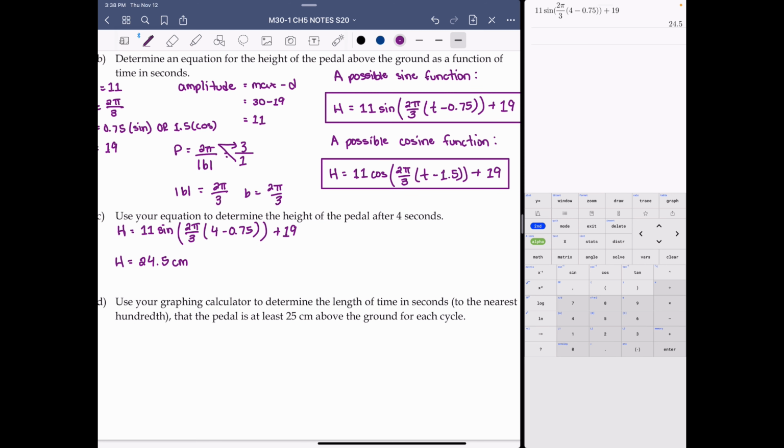And then we'll do the same, but for our cosine function, h equals 11 cos 2 pi over 3 times 4 minus 1.5, close bracket, plus 19. 11 cos fraction 2 pi over 3 bracket 4 minus 1.5 close bracket, move out of the brackets, plus 19 gives us 24.5.